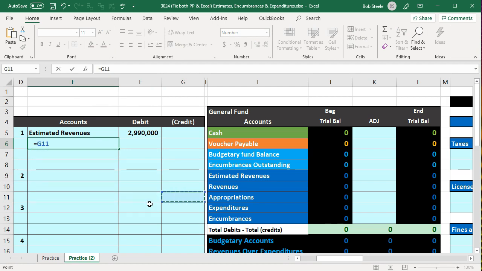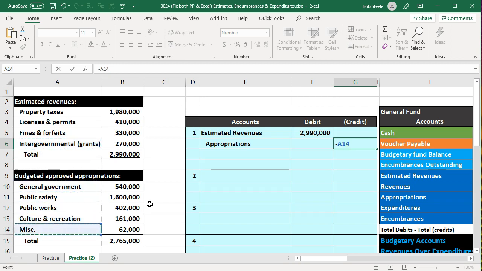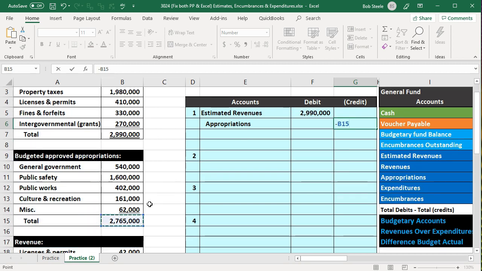We're going to make it a credit. We're going to say that's going to be equal to the credit, the one down below. And I'm going to say that's negative in this cell to make it a credit. I'm going to represent the credits with negative numbers. And once again, those items are down here. They're broken out by category of general government, public safety, public works, culture, recreation, miscellaneous. We're not going to break them out by category with the budgetary accounts. We're going to put them in one line item. Then the breakout of the detail will be in the subsidiary ledger.